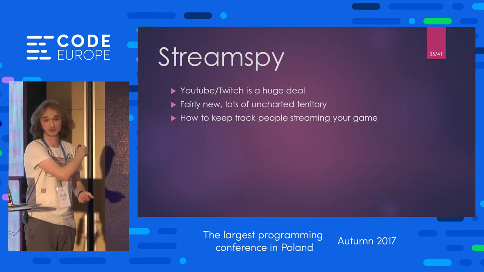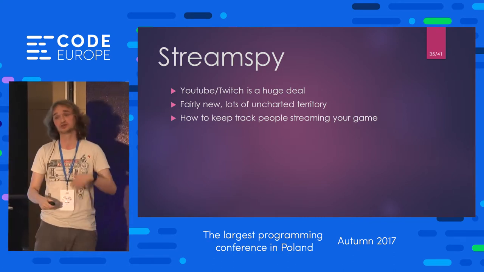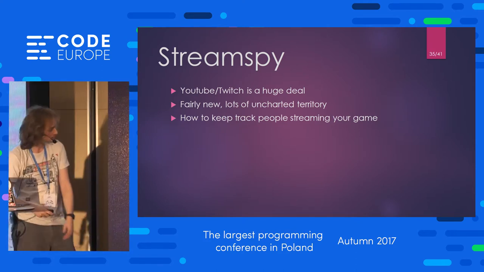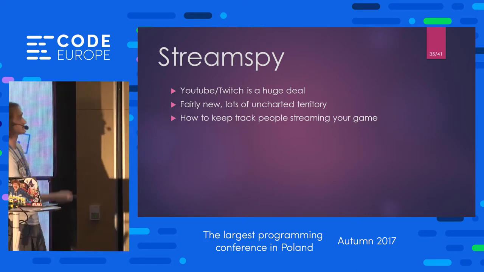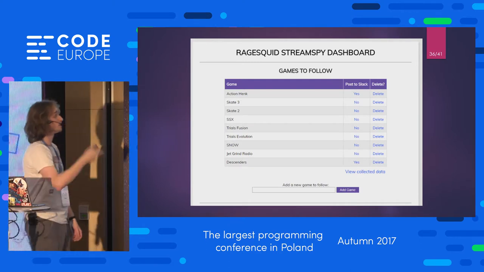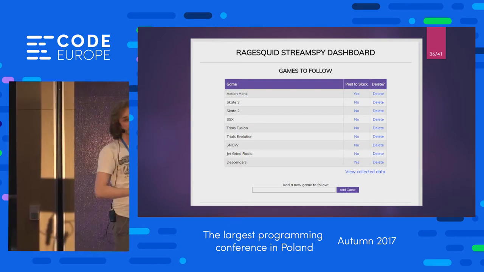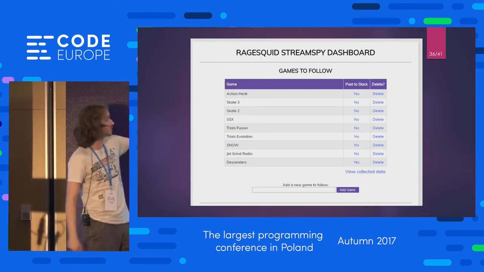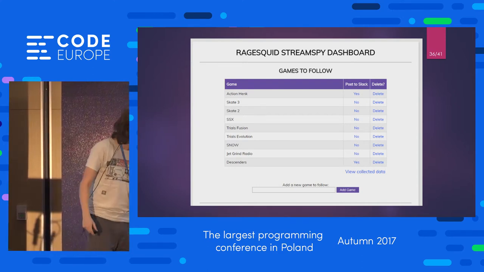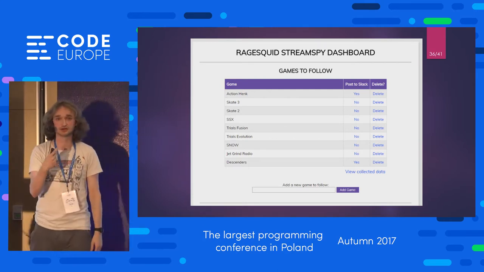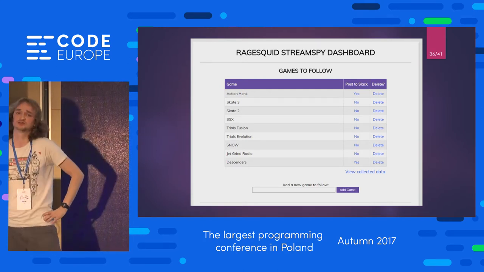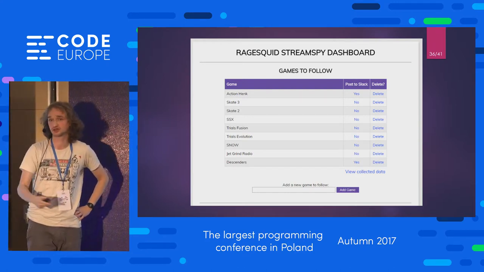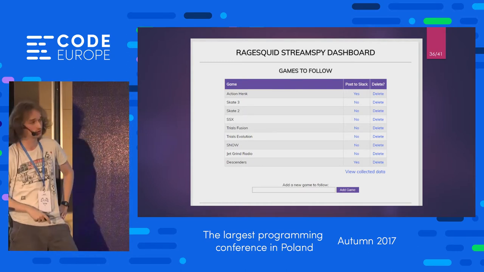And I found out that Twitch has a very nice accessible API that you can query, so you can ask for streamers for certain games. So what I made is this thing called Stream Spy. In the dashboard, you select a couple of games that you'd like to follow. Obviously I want to know when someone's streaming Action Hank or Descenders, but you could also say, what if I collect a bunch of streamers that play games similar to Action Hank? For example, Trials Fusion or Sonic.